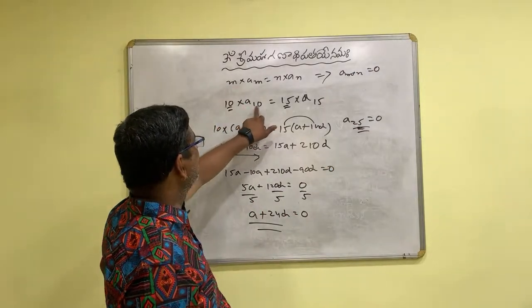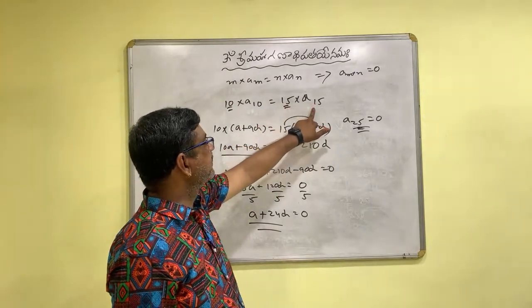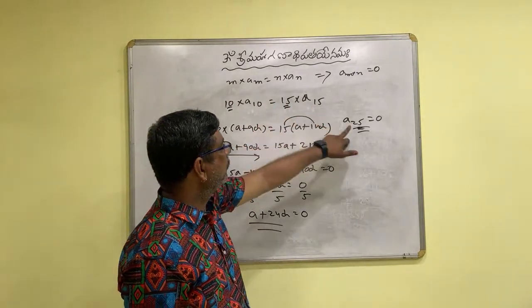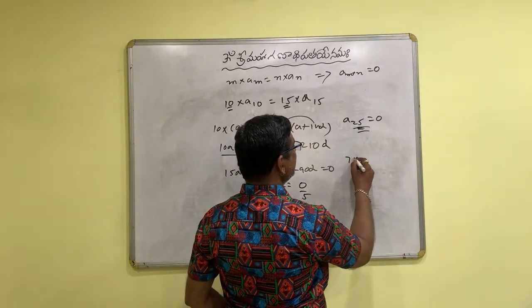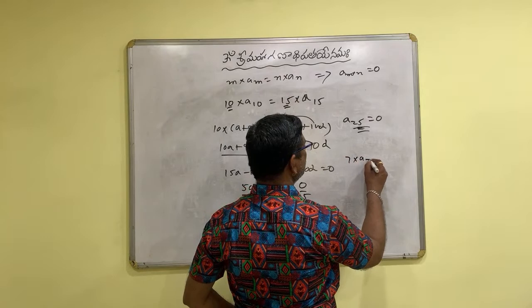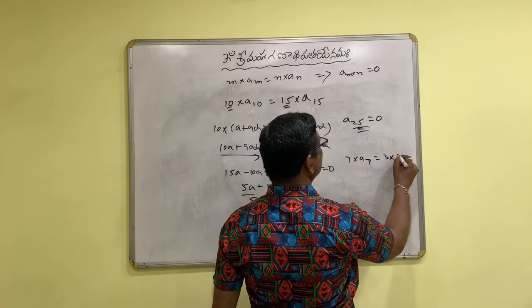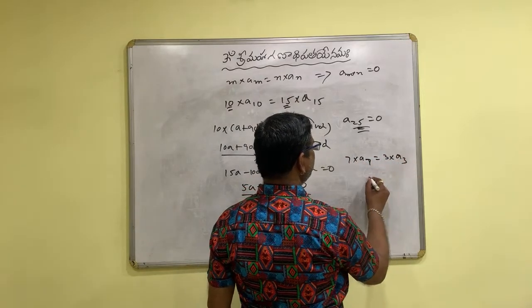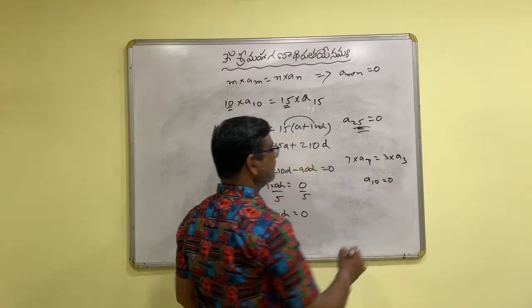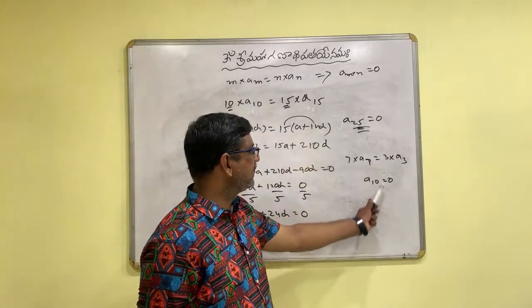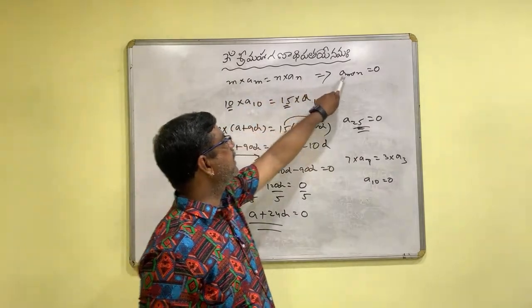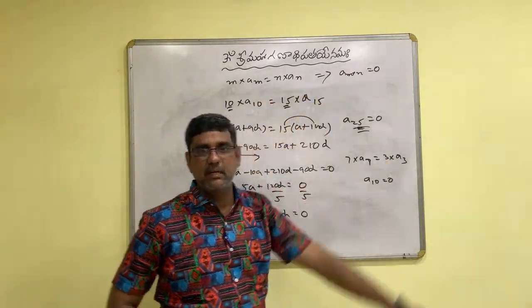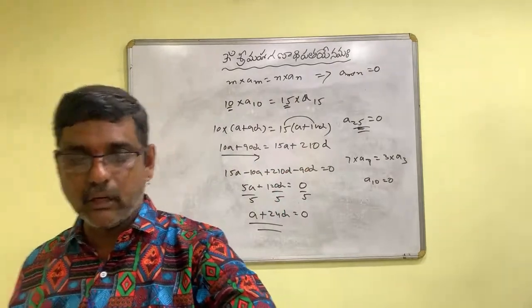10 times the 10th term equal to 15 times the 15th term, then the 25th term is 0. In the same way, if I ask like this, 7 times the 7th term equal to 3 times the 3rd term, then the 10th term is 0, because 7 plus 3 is 10. So if m times the mth term is equal to n times the nth term, then the (m plus n)th term is 0. This is what you have to understand.